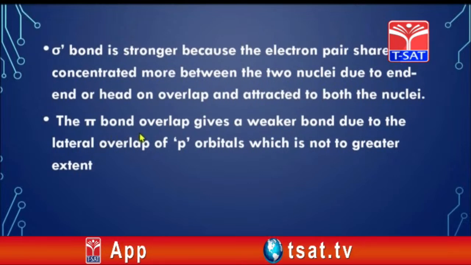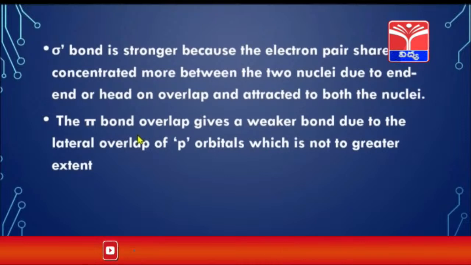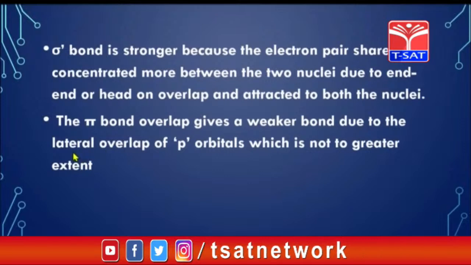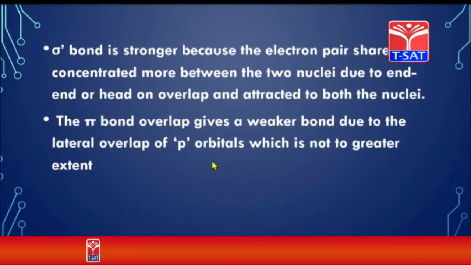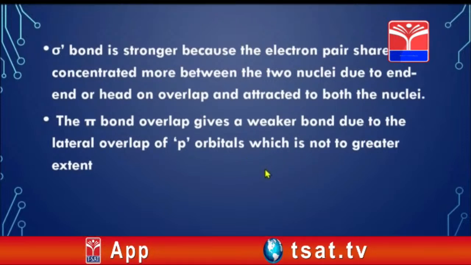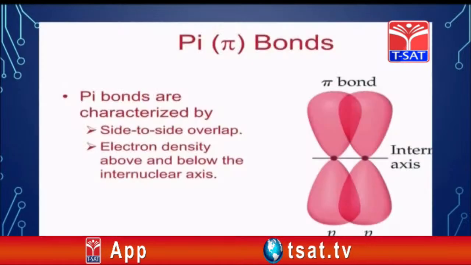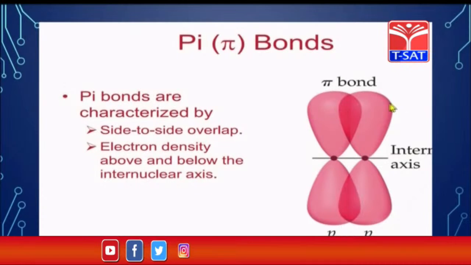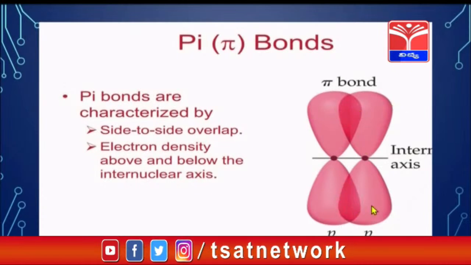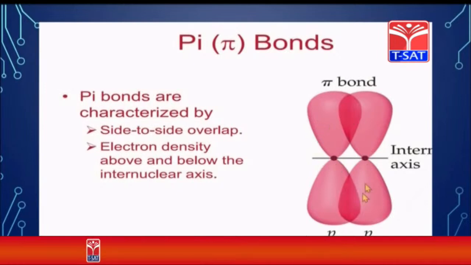But what about the pi bond, children? The pi bond overlap gives a weaker bond. Why? Because it is a lateral overlapping of p orbitals. It is not along the internuclear axis, and so the pi bond can be broken easily. So let us see the formation of the pi bond, children. It is formed when two orbitals of two different atoms overlap laterally.